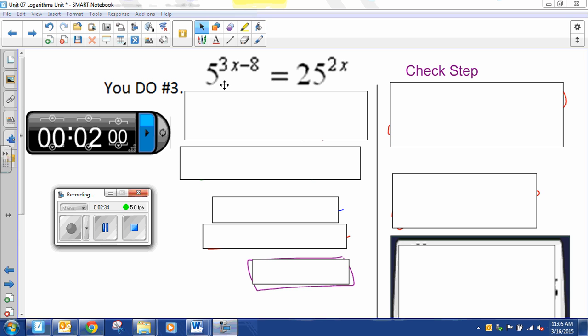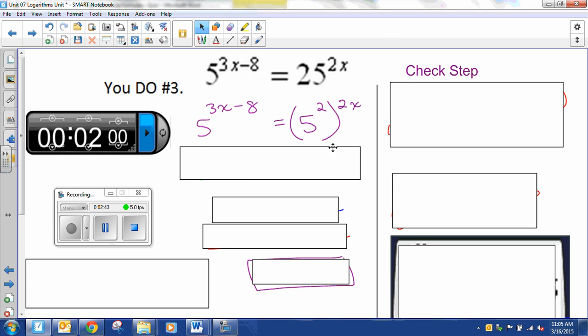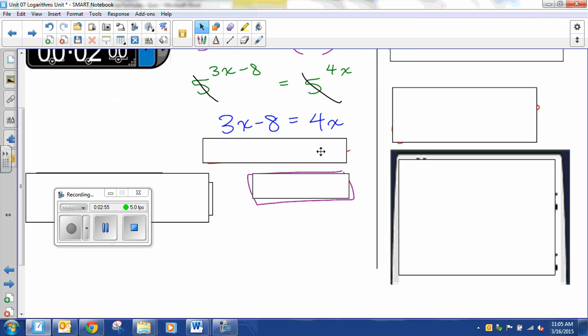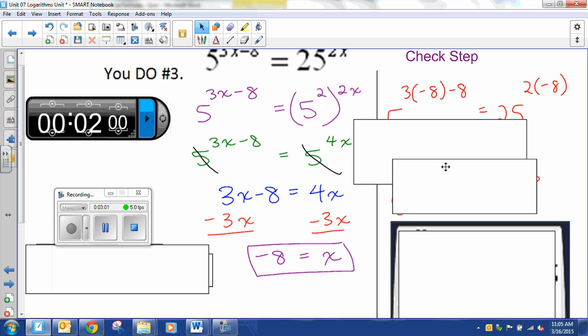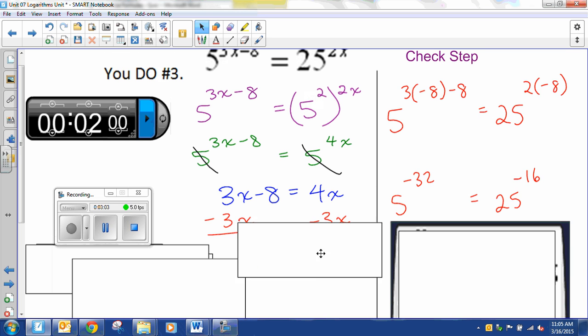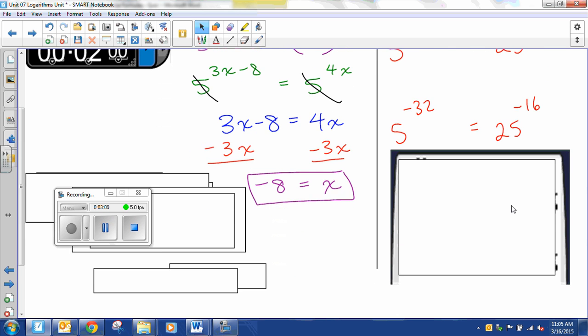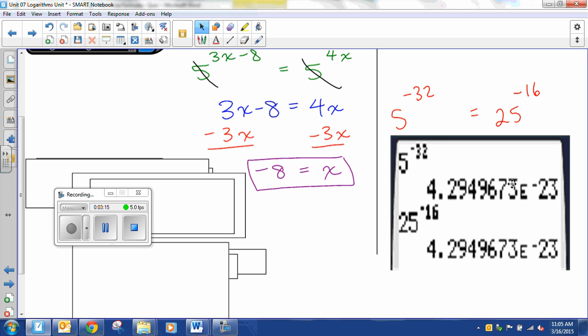So this is similar. We have base 5 and base 25. Now, if we take 25 and rewrite it as 5 squared, then we can achieve our same bases. 2 times 2x is 4x, and 3x minus 8 stays the way it is. Cancel out the 5's, and now we have 3x minus 8 equals 4x. And the rest is simple algebra. X equals negative 8. Check step. 5 to the negative 32nd power equals 25 to the negative 16th power. And when I plug these into the calculator, I end up with, again, a match.